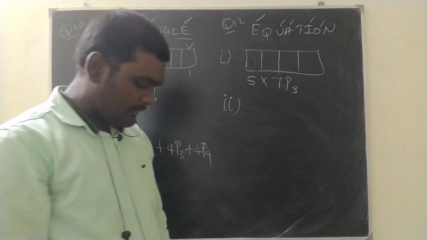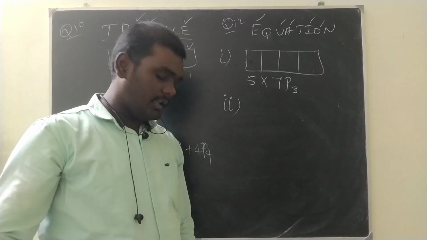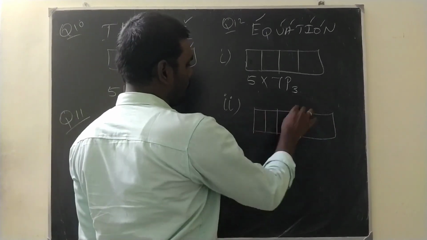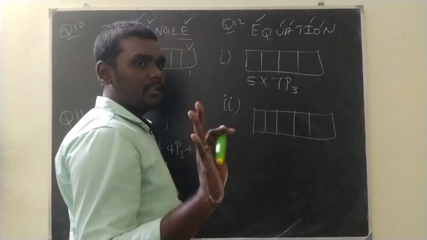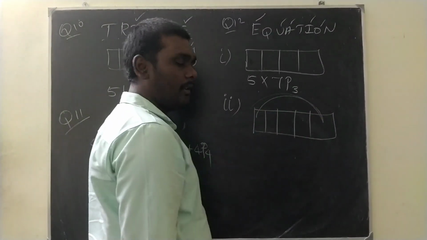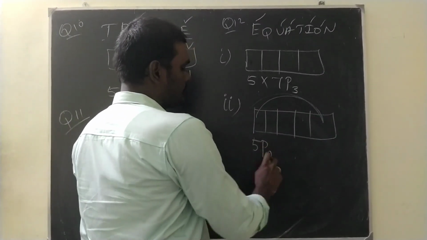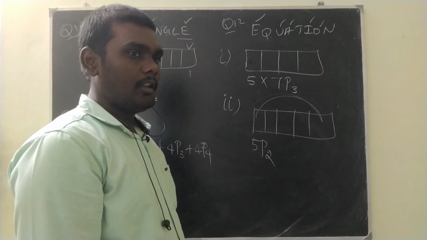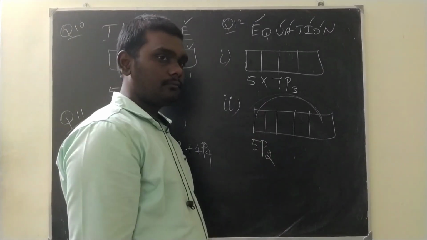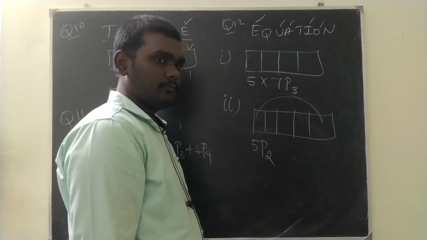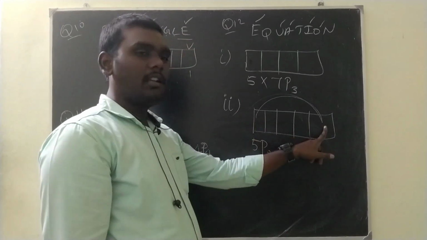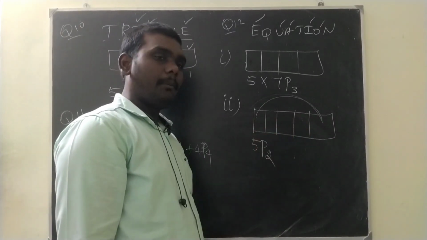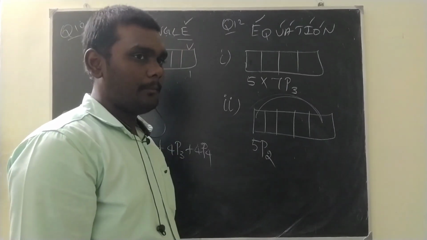The second subdivision states: begin and end with vowels. 1, 2, 3, 4. There are 5 vowels in total, and we need 2. These 2 boxes can be filled in how many ways? 5p2 ways. Begin and end with vowels, these 2 boxes can be filled in 5p2 ways, as both are not the same.